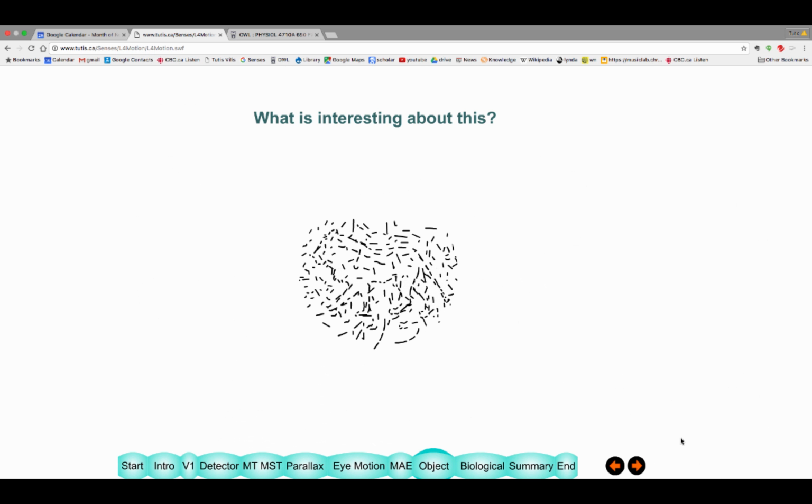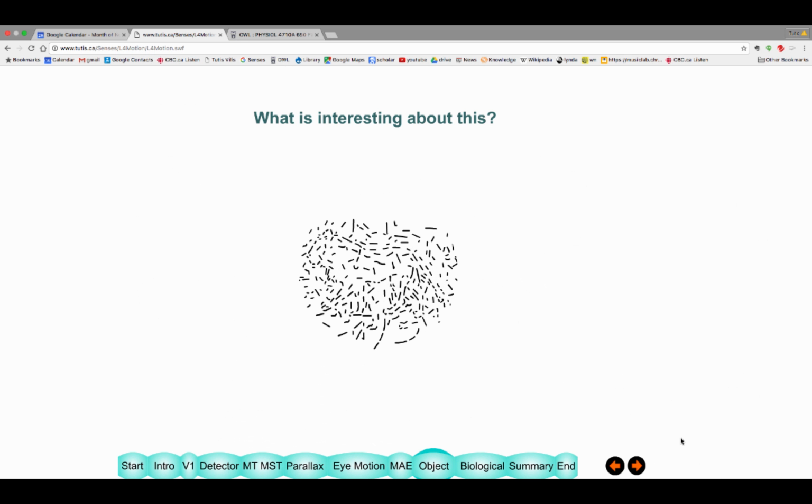Well, you can see whenever the fragments that contain the image of a lion move, you see the lion. But when they're still, the lion disappears. Okay? So it's motion that's causing perception of the lion. But MT doesn't sense the object.